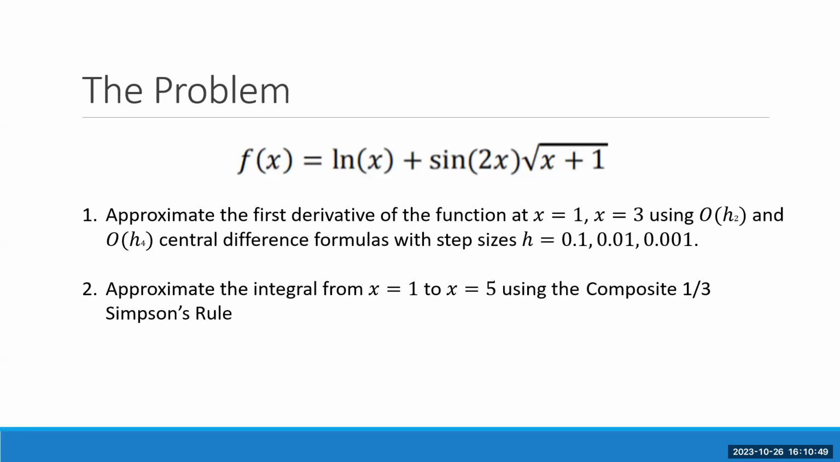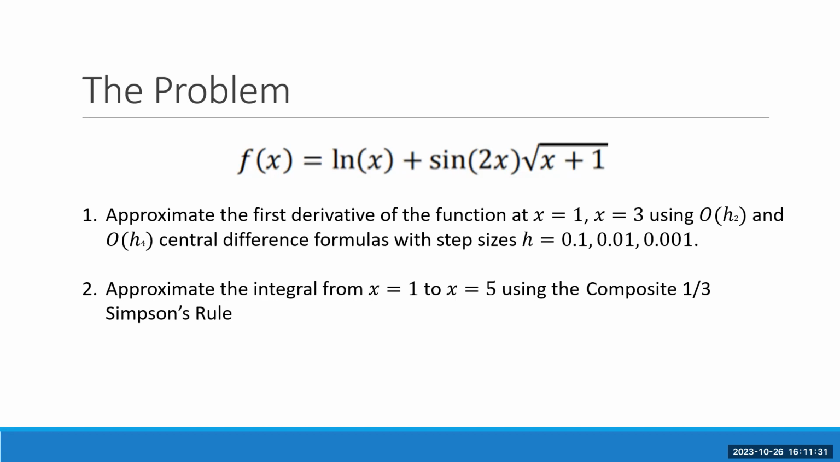We have here a given function f of x represented as the natural logarithm of x plus the sine of 2x multiplied by the square root of x plus 1. So our first task is to approximate the first derivative of this function at two values, x equals 1 and x equals 3, using the two different central divided difference formulas, the second order or the truncated formula and the more accurate formula. We'll do this with our step sizes h equals 0.1, 0.01, and 0.001.